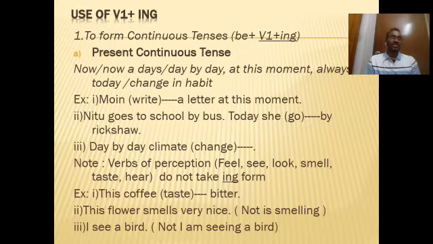This coffee tastes bitter. So what would be the answer? The coffee tastes bitter. The flower smells very nice, and we cannot use is smelling very nice, even though it is in present continuous tense. I see a bird; we cannot use I am seeing a bird, we use I see a bird.